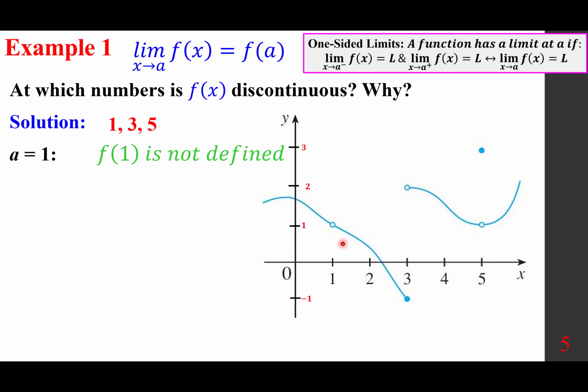But the limit exists. If you approach 1 from the left and right, from the left we are going this way, from the right we are going this way, we are moving towards this hole, and the limit of f of x as x approaches 1 does exist, and it's equal to this y coordinate, which happened to be 1 as well.